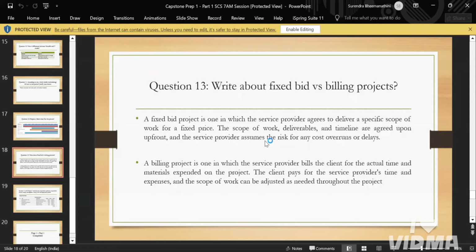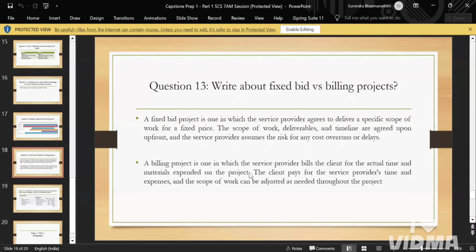Mr. Anthony gave us 18 months of time period with 1 crore of budget. Here, the timeline and budget are fixed. So, fixed bid is nothing but the fixed timeline and the budget. And the project should be delivered within that fixed time itself. So like that, you need to write down about the fixed bid, and the billing of this project is nothing but service provided.